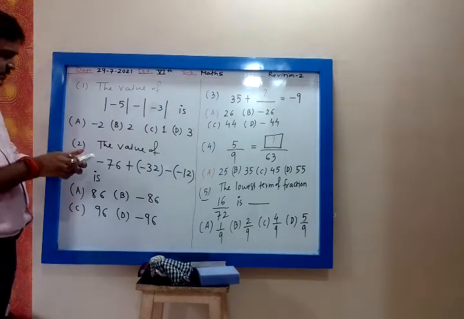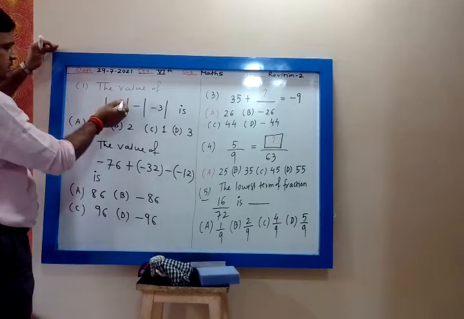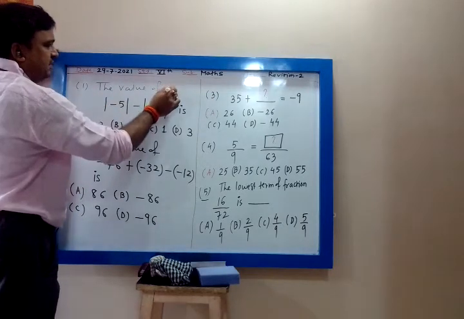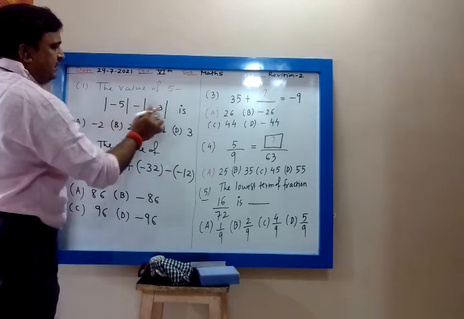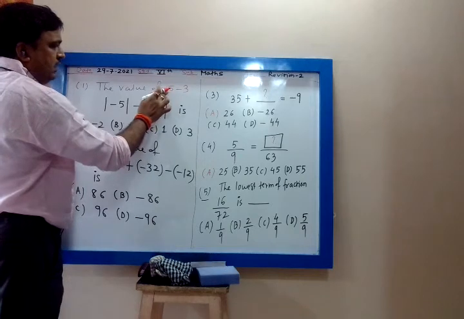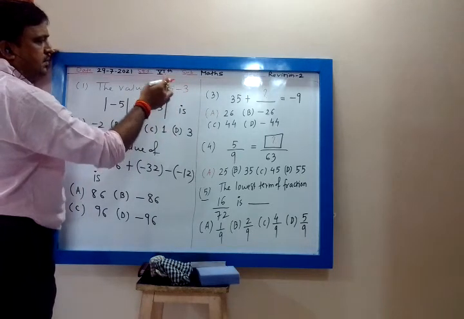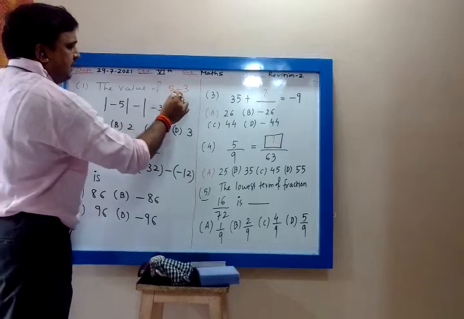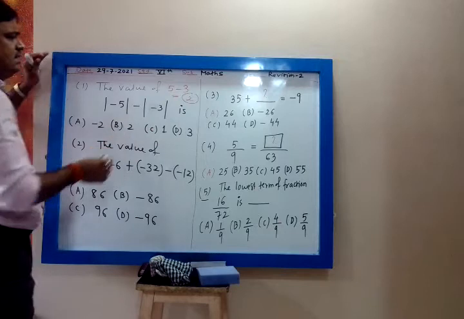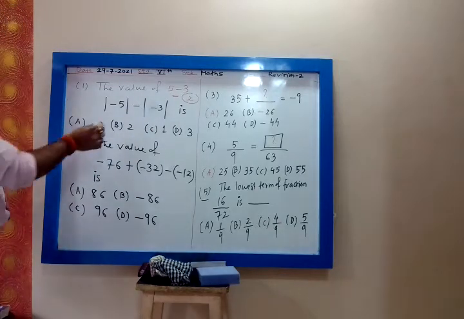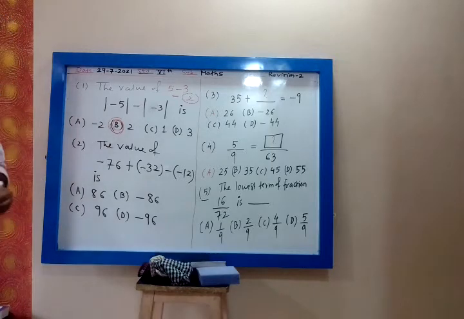Now see this. The absolute value of -5 will be 5. Then minus the absolute value of -3, which is 3. Now 5 has a plus sign, 3 has a minus sign, opposite signs. You have to subtract the smaller number from the bigger number. 5 minus 3 is 2. Which number is bigger? 5. So plus 2 is the correct answer.